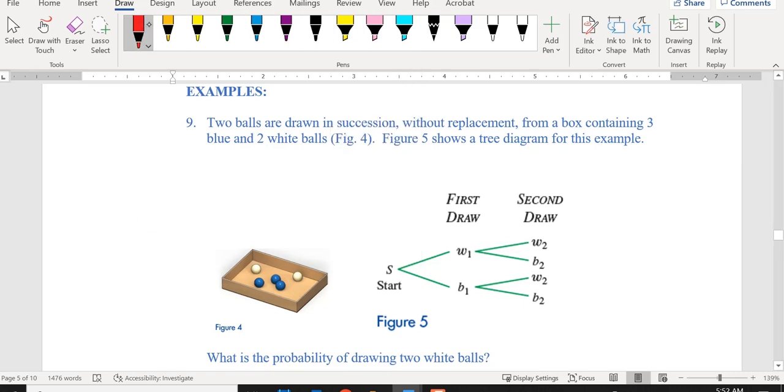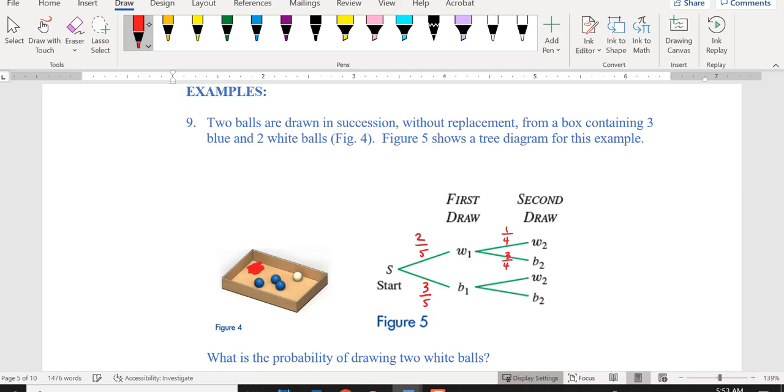Okay, there were 3 blue and 2 white. So here in the beginning, the probability of drawing a white would be 2 out of 5. The probability of drawing a blue one would be 3 out of 5. All right, let's assume that we drew a white one. So this one is now gone. And we're right here. What's the probability of drawing a white one on your second? Well, that would be 1 out of 4. What's the probability of drawing a blue one on the second? Would be 3 out of 4.